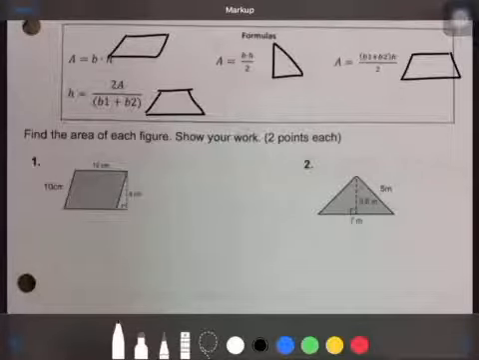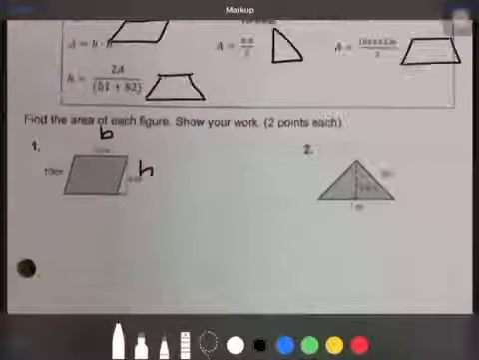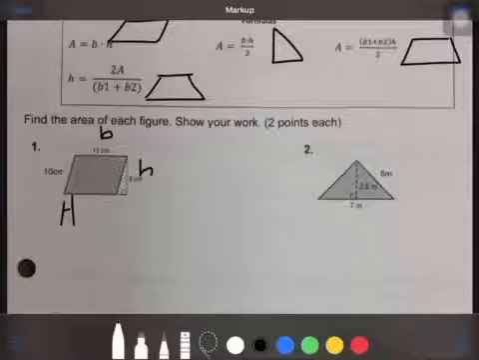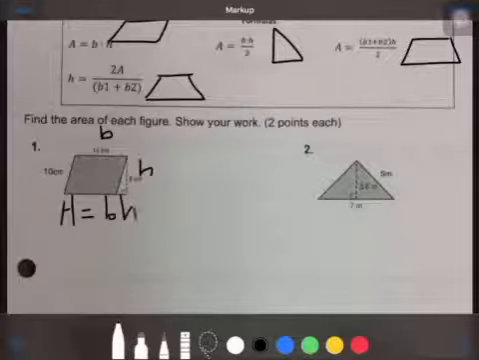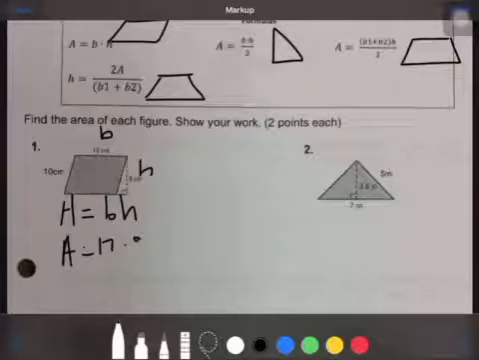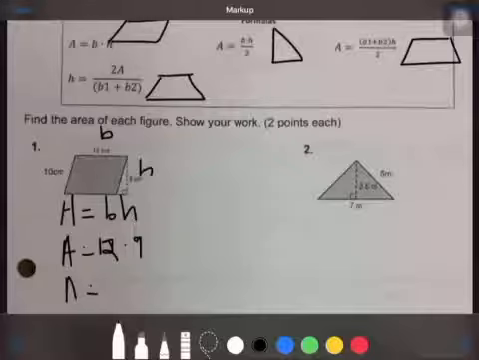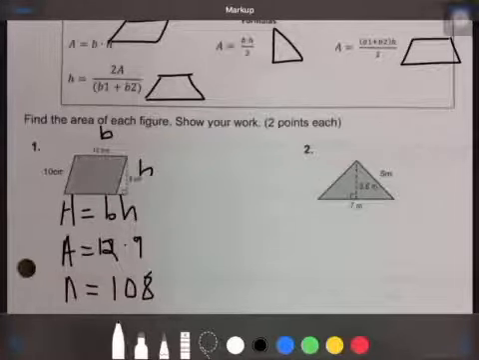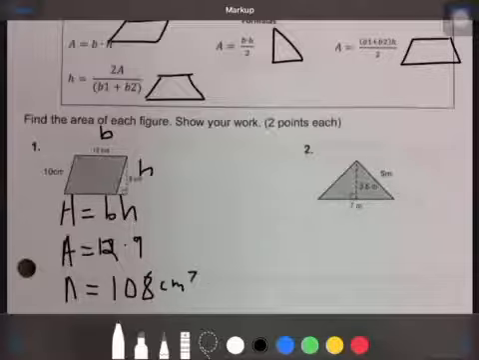So first thing you do on number one would be find the base, which is actually going to be 12, and then my height always goes straight up or down, so that's 9. So I have to show my work here. First thing I'm writing is the formula, area equals base times height, because this is a parallelogram. Second thing is my work, 12 times 9. And lastly, whatever my answer is, which is 108 centimeters squared.